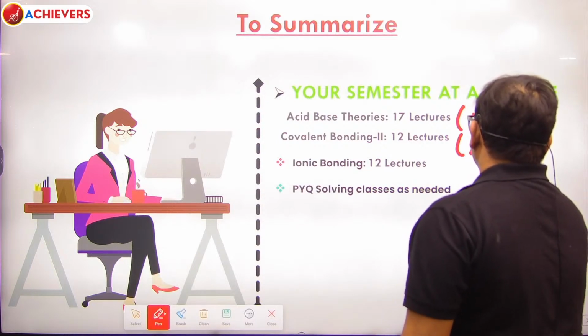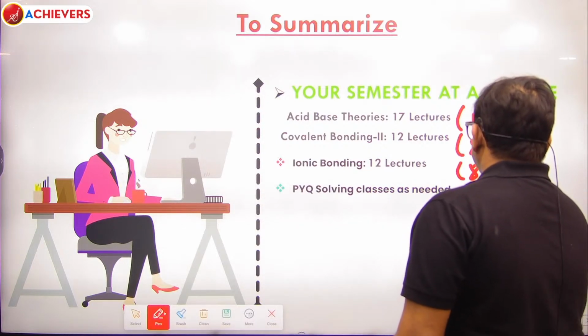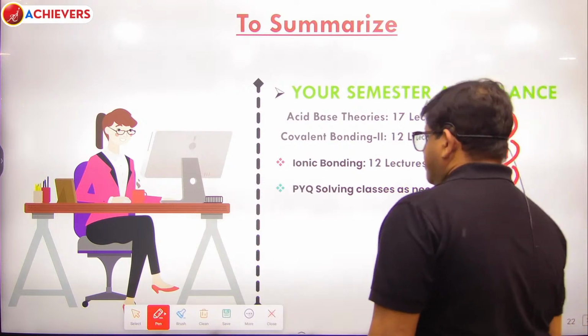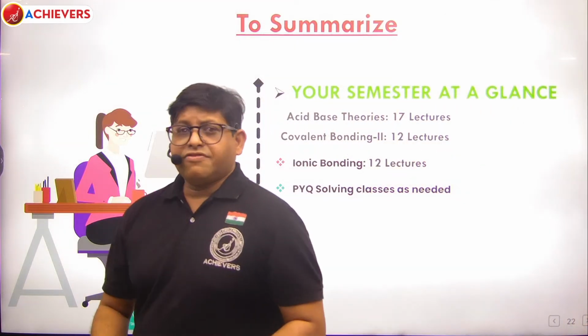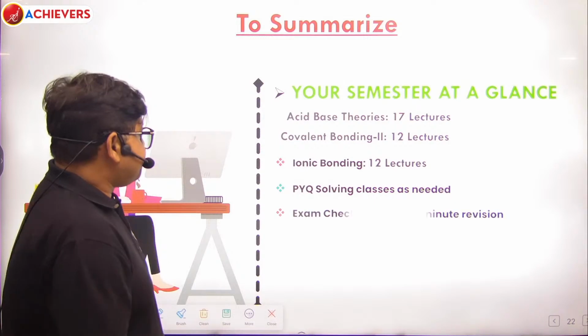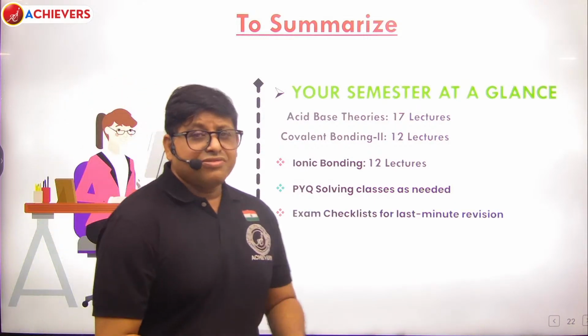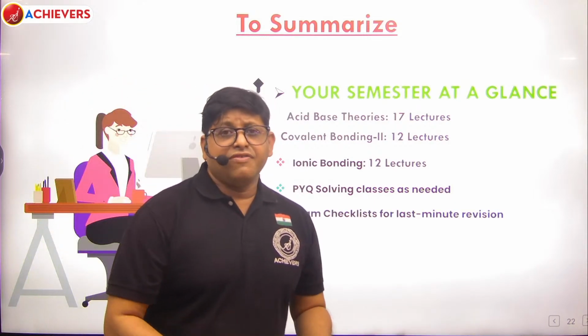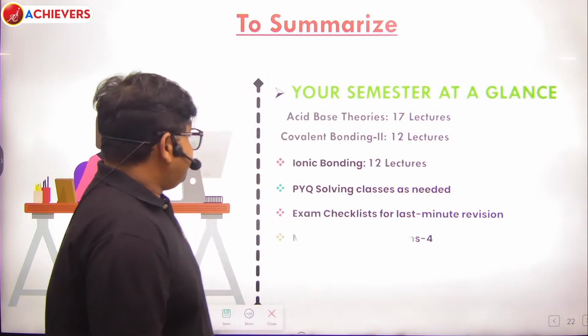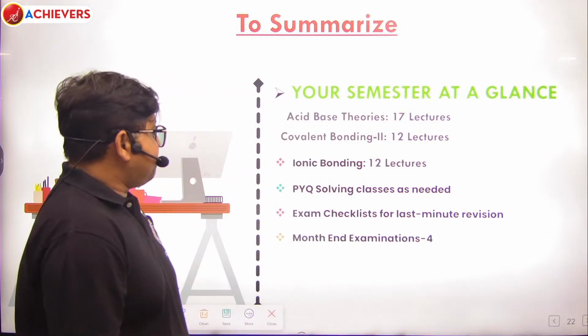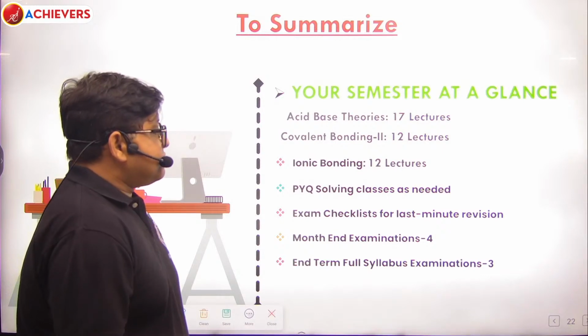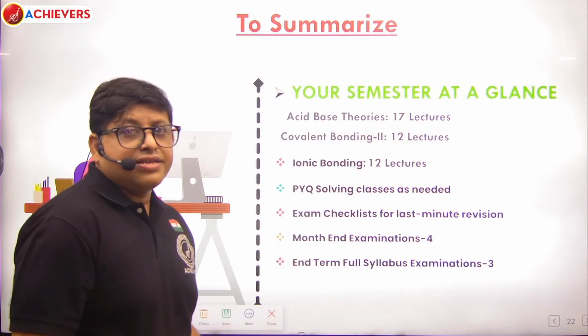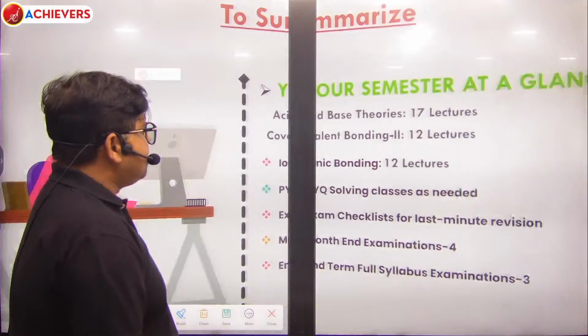This is nothing but 8 plus 4, this is 8 plus 4, so this is as needed. If anything is needed after that also, then I can provide that. Exam checklist, that is your suggestion, asking have you read, have you solved these questions. Month-end examination 4, end-term full syllabus examination 3. So this is at a glance what you are going to cover in this semester.